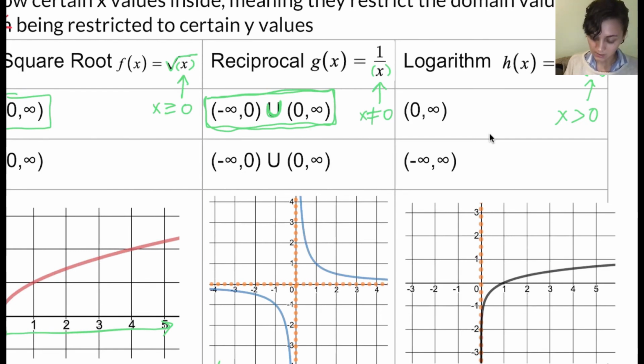So the log is never equal to 0, it's always just greater than 0. So it starts down here. It's not equal to 0, I'm using an open circle, and then it continues on to infinity. And that is how I get this domain right there, that restricted domain.